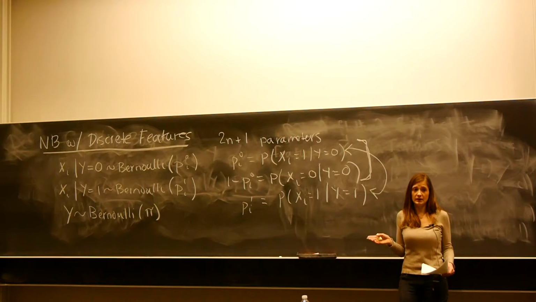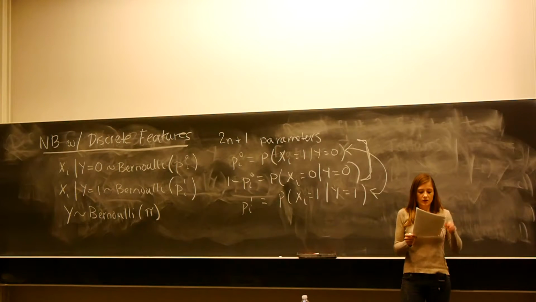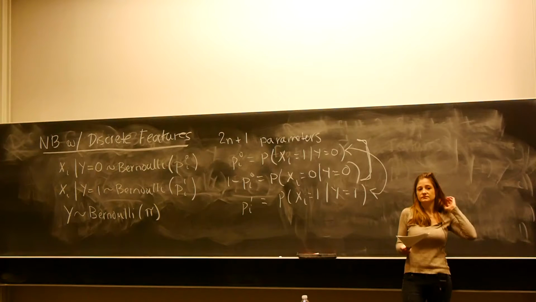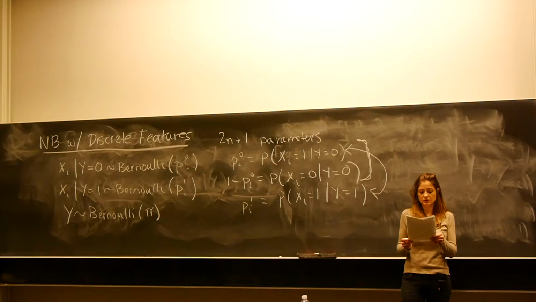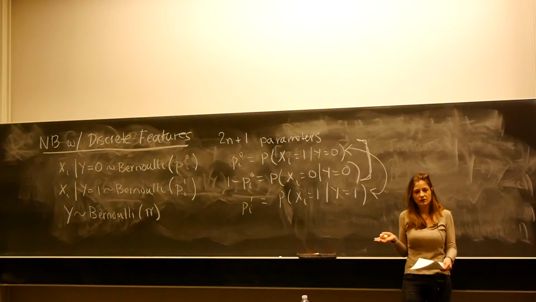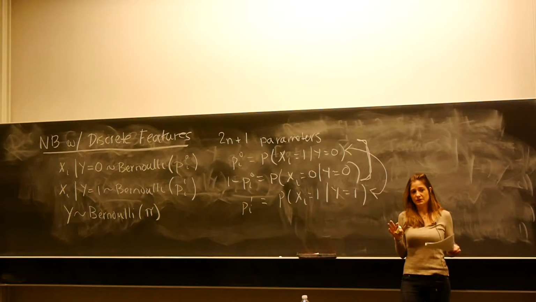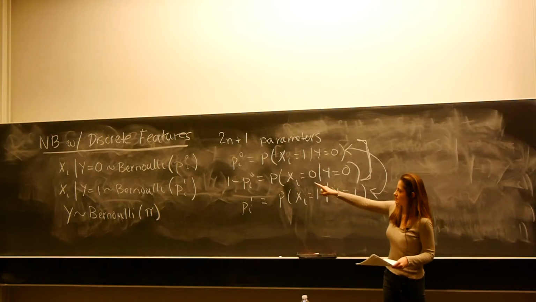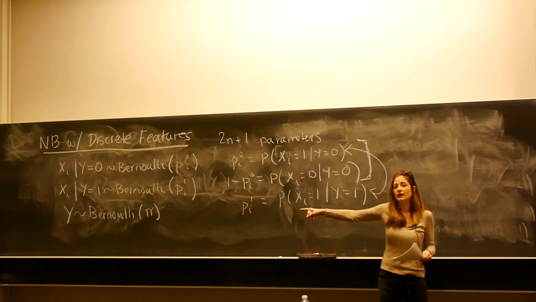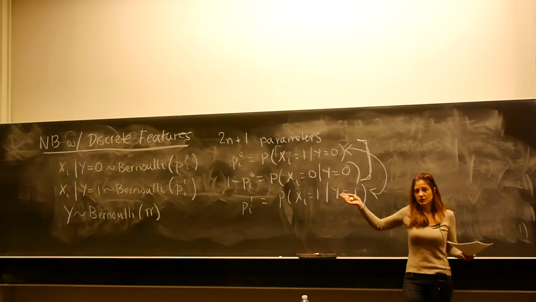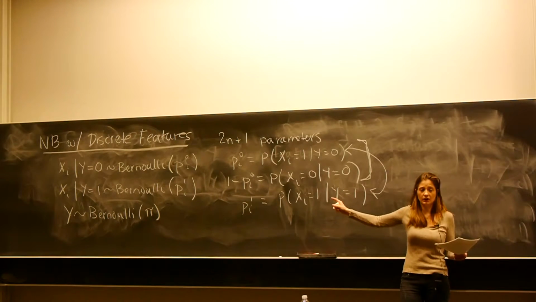Okay, so we need to estimate these two n plus 1 parameters, right? So how do we do that? Well, basically, all we have to do is use either the maximum likelihood estimate or the maximum a posteriori estimate for each of these p's and for pi. And luckily, we learned how to do that last week in class, right? Calculate the maximum likelihood estimator and MAP estimator for a Bernoulli variable.